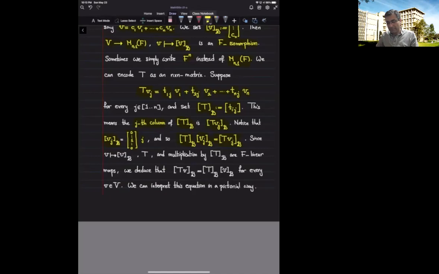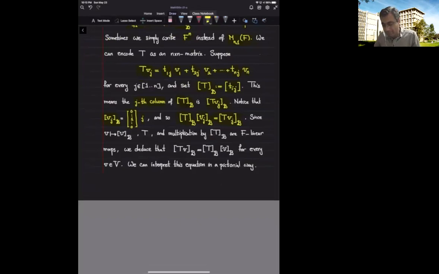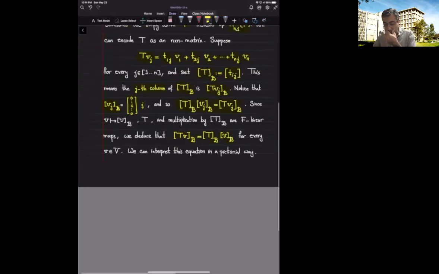Now, because multiplication by this matrix is a linear operator, and applying T is a linear operator, and applying these square brackets, again, these are linear isomorphisms between V and F to the n, altogether we end up getting that this equality holds for every vector v. So when I apply T to any vector that you give me, and I write this in basis B, it's the same as writing v in basis B and multiplying it by this matrix that we got from encoding the linear action of the linear operator T.